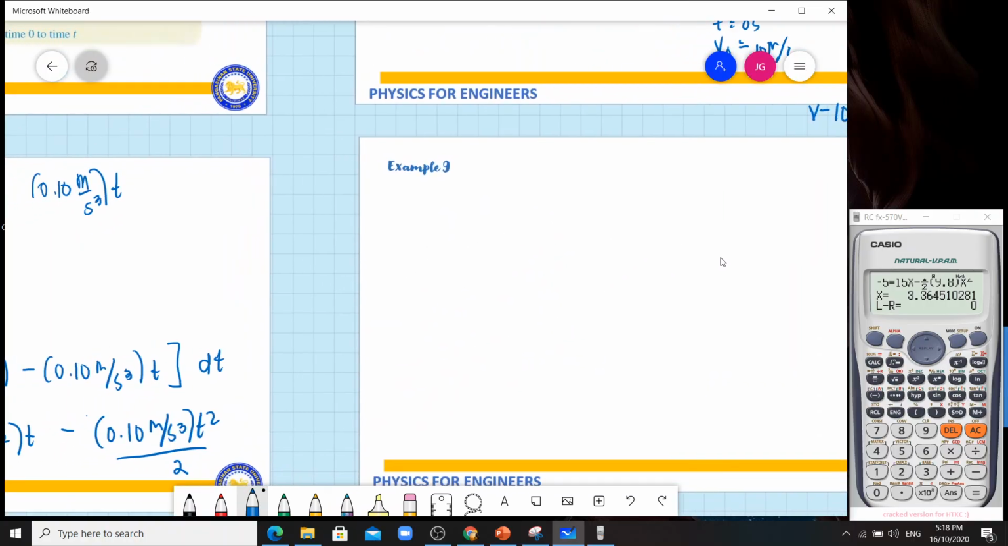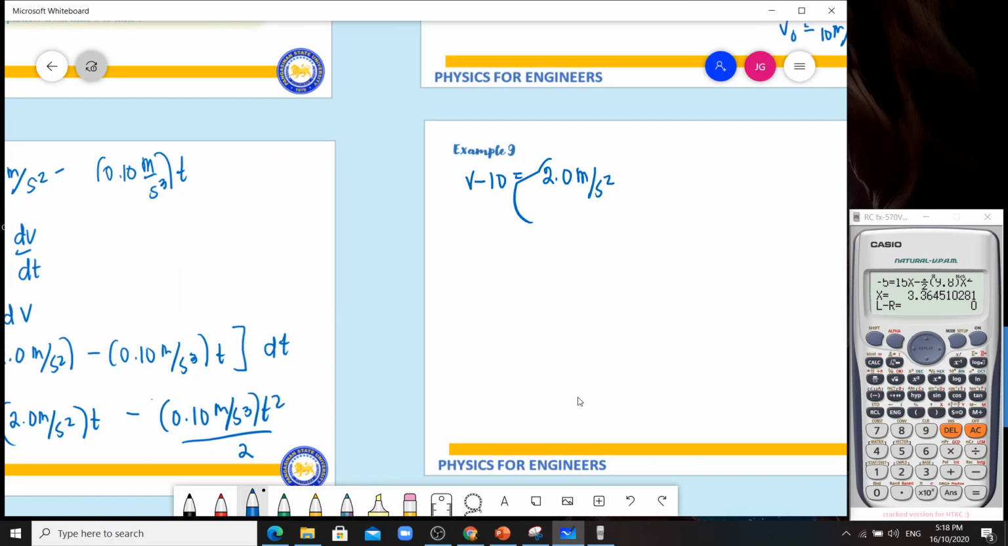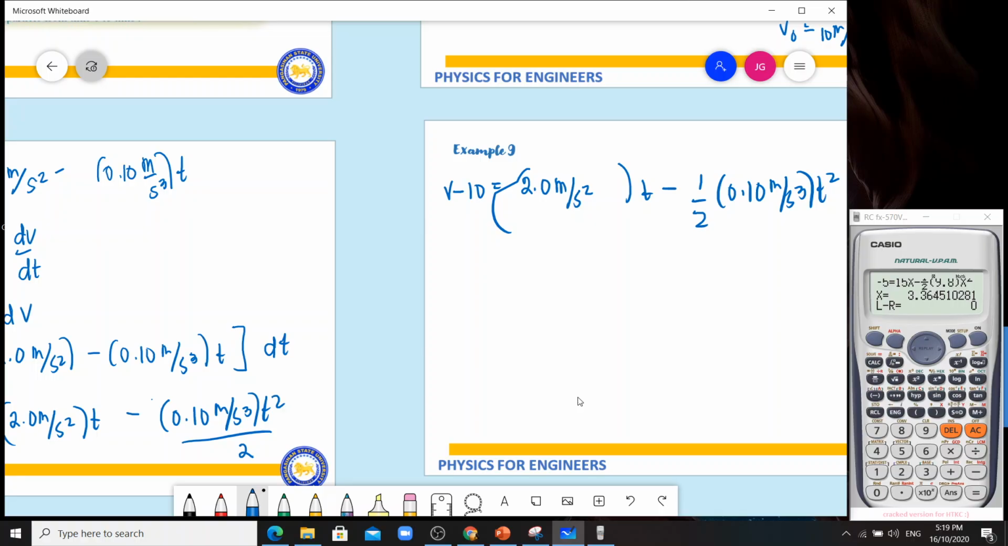Oops, nawala. Okay, wait lang. V minus 10 is equals to 2.0 meters per second squared t, minus 1/2 0.10 meter per second cube t squared. Okay, so ayusin pa natin.